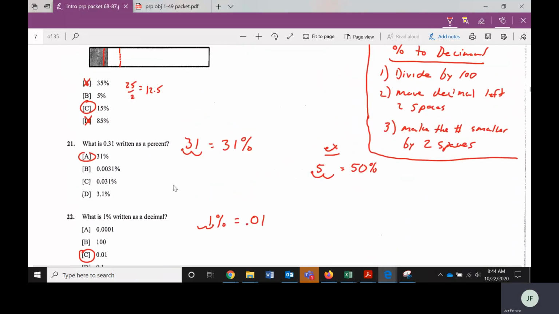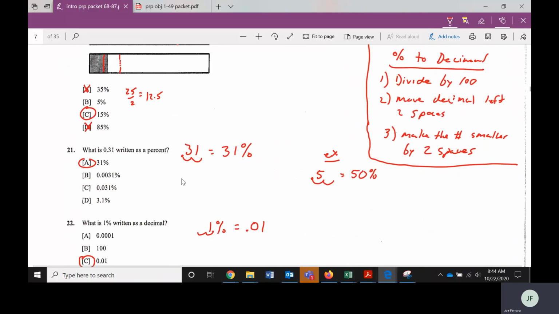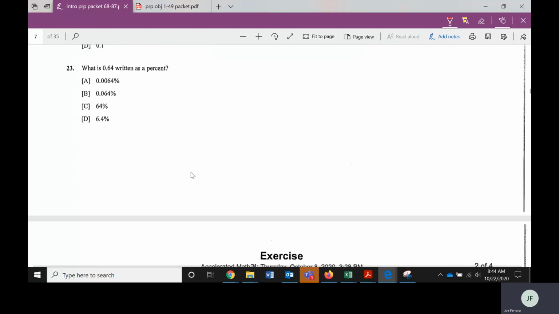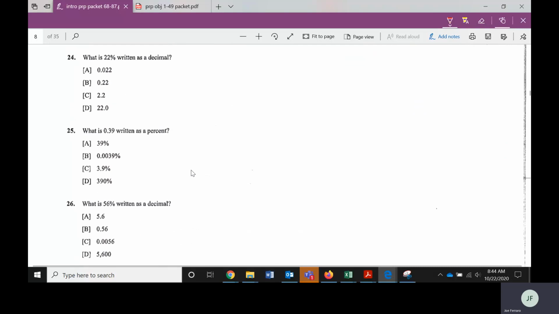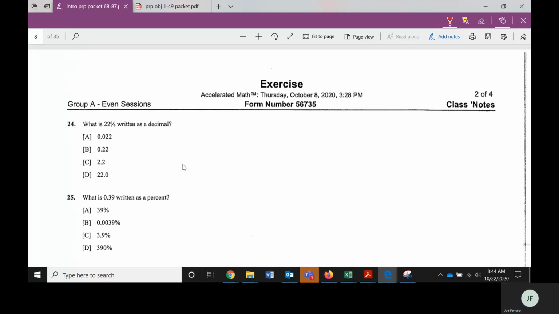All right, let's do one more of those where we take a percent to a decimal. So I think we'll skip over the ones. Oh, you've got to take a picture of this page anyway. So let's find percent to a decimal. Number 24 here, it's 22%. And we're going to go 1, 2. And that brings us to 0.22 for the decimal because we made it smaller by 2 spots. And you get letter B.